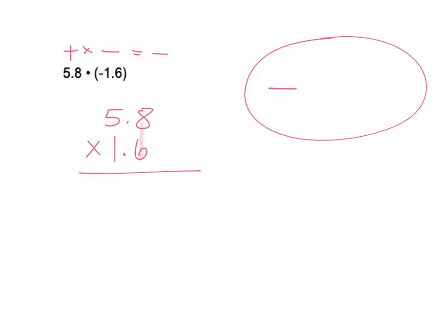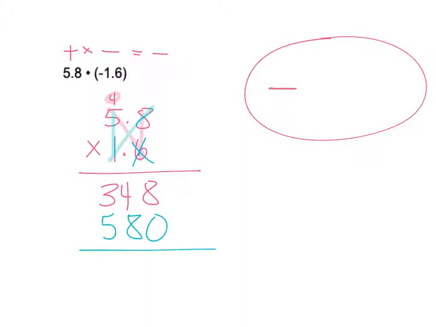To multiply, we do 6 times 8, which is 48. Put down the 8, carry the 4. 6 times 5, which is 30, plus 4 is 34. When we move on to the next number, we put down our 0 placeholder. 1 times 8 is 8. 1 times 5 is 5.